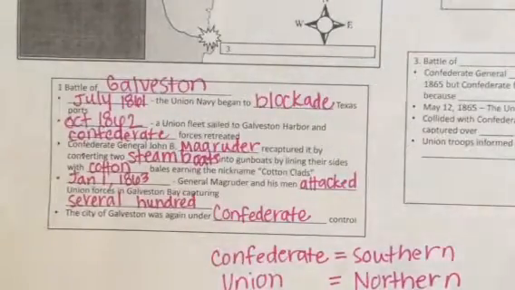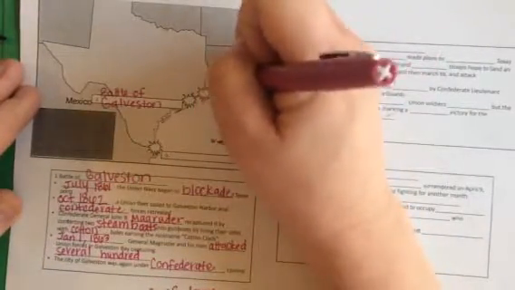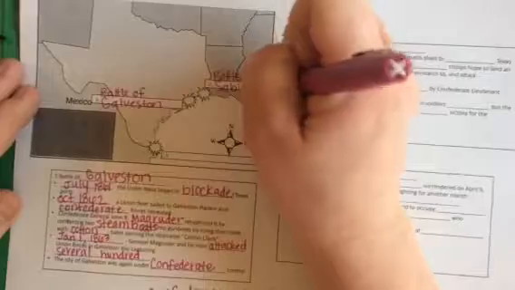Okay, so now we're going to move on to the next battle. Let me zoom out and let you look at the map. The second battle that takes place in Texas is the Battle of Sabine Pass. Battle of Sabine Pass. We're going to move on to this square.